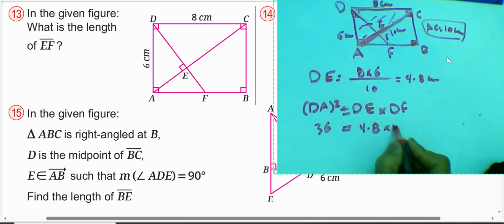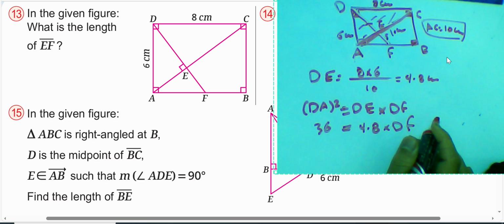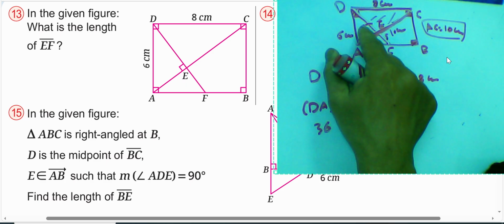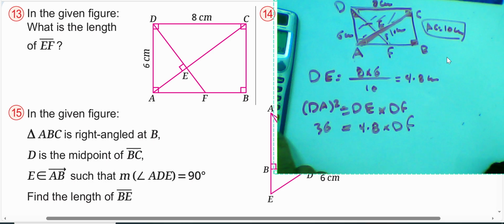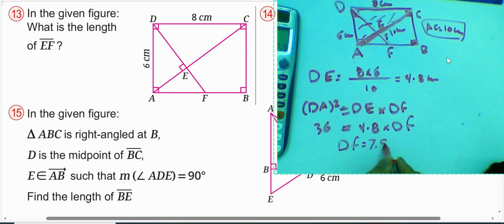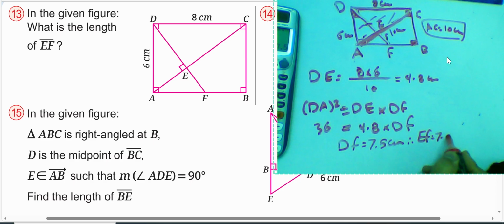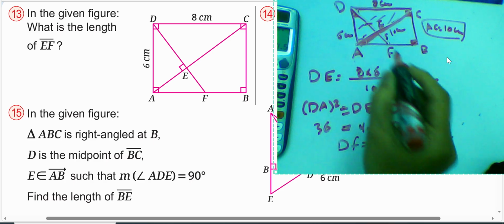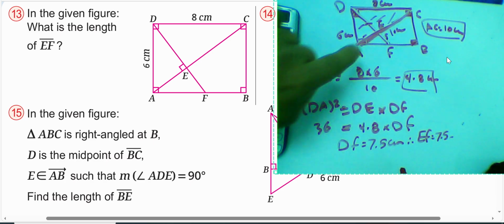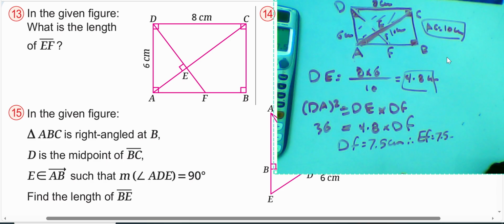Then 4.8 times DF equals 36. Then DF, where you can find the length of DF, and then subtract 4.8 to give me this line segment. Then 36 divided by 4.8 equals 7.5. Then DF is 7.5 centimeter. So the length of EF equals 7.5 subtract 4.8. Okay, this line segment was 7.5 from D to F, and this part 4.8.